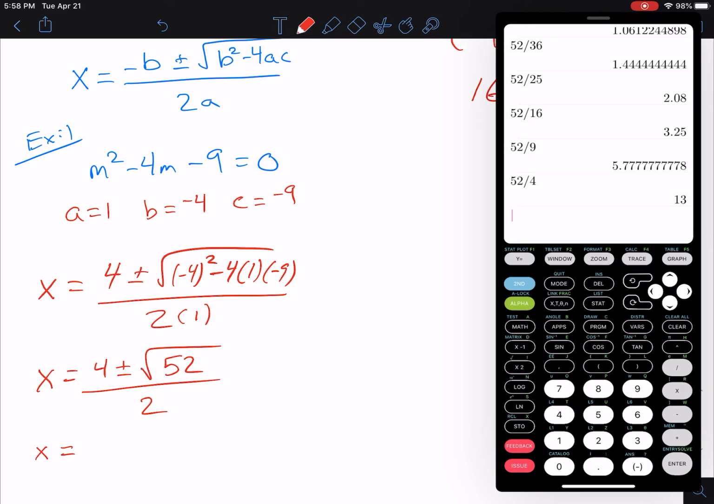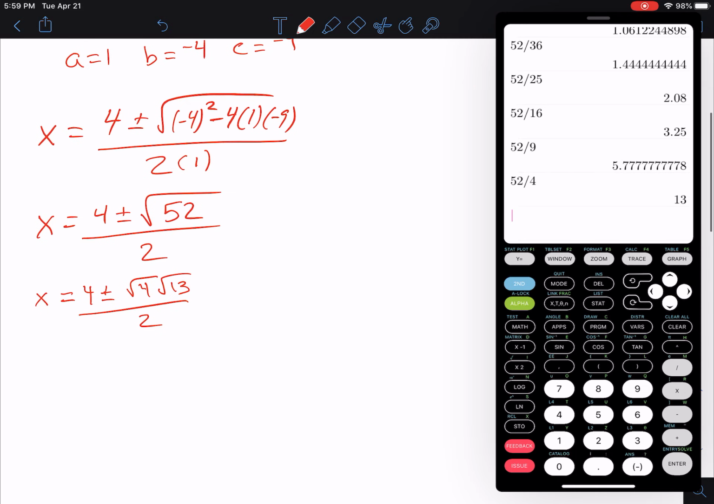So this will become x equals 4 plus or minus radical 4 radical 13 over 2. So we split the radical 52 up into a radical 4 and a radical 13. Now, you've seen this before, right? This was a few assignments back. So now we're going to simplify one step further. So we get 4 plus or minus 2 radical 13 over 2. You'll notice we turn this radical 4 into a 2.